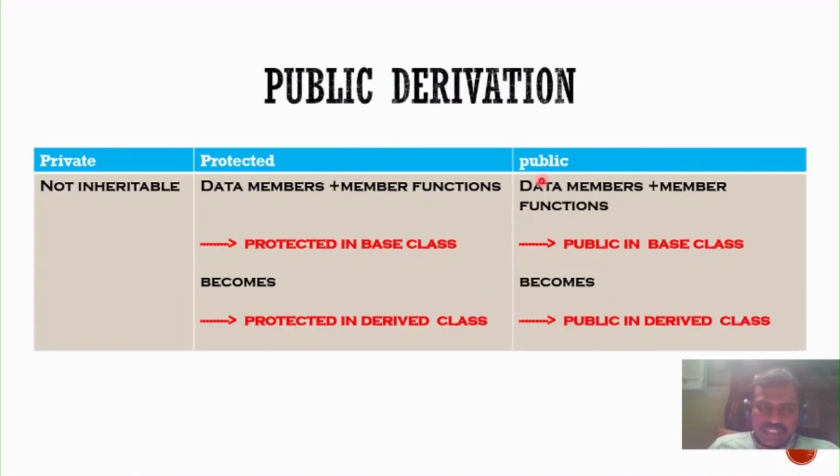So now moving on to the next slide, public derivation, and this is the last derivation. As we know, the private members are not inheritable, that means to say that the data members and member functions of the private access specifier are not at all inheritable. And in protected, the data members and member functions which are protected in base class are going to become protected in derived class, exactly as they are. Now the data members and member functions which are public in base class are going to become public in derived class. So this is in detail about the public derivation.